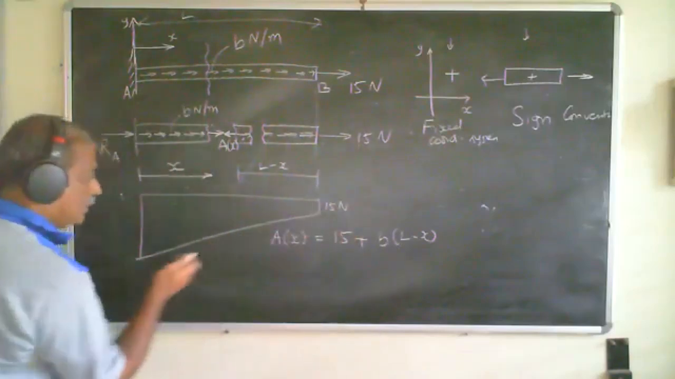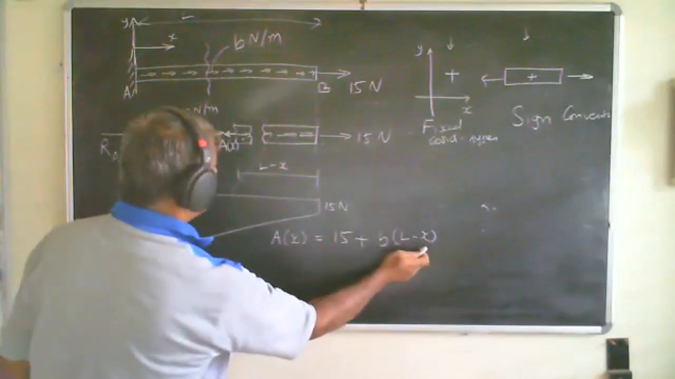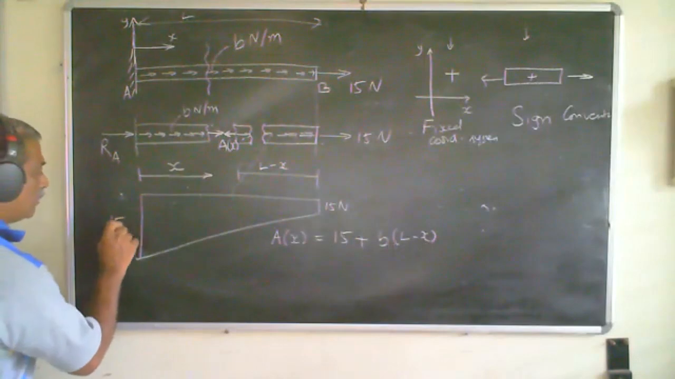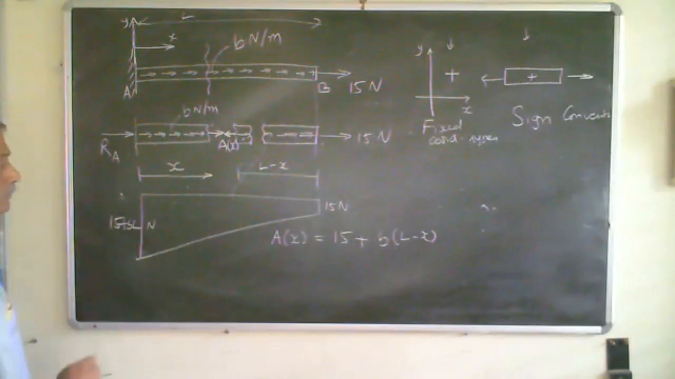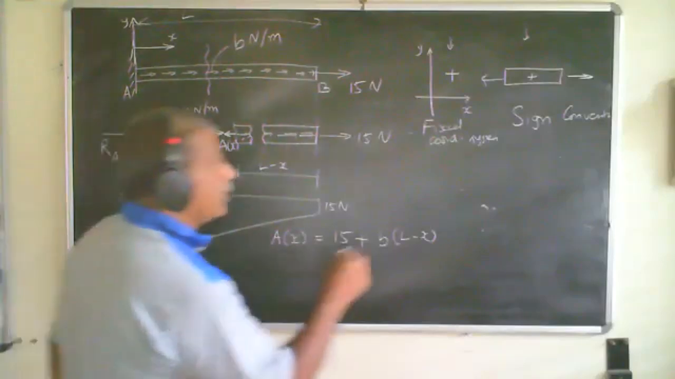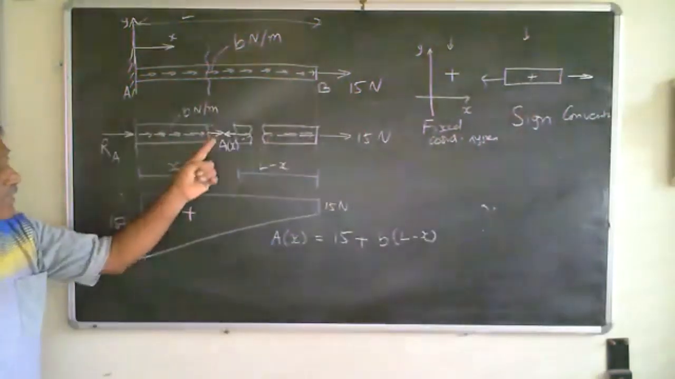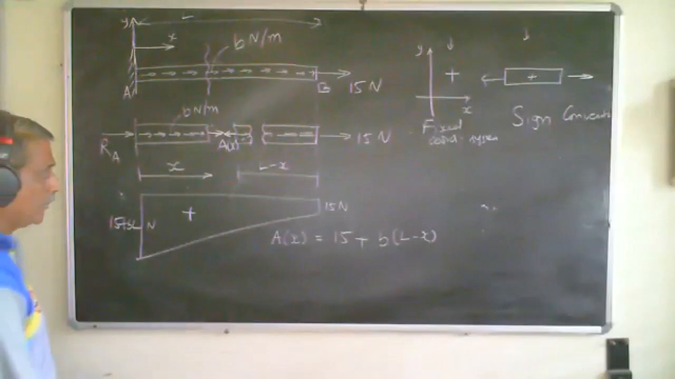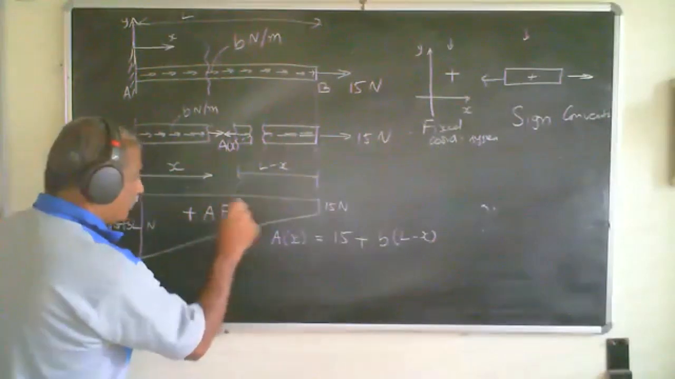It is linearly varying till it reaches here, where I had to put X to be 0 so that I get 15 plus BL, right? Newtons. Okay. And this is the positive notion. Why? Because this sign convention was used and I used that as the positive notion. So this is the positive value that I'm getting. And this is called the axial force diagram.